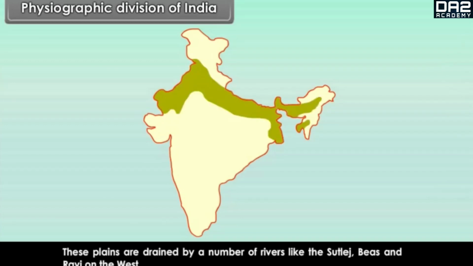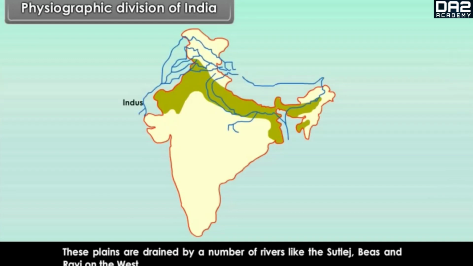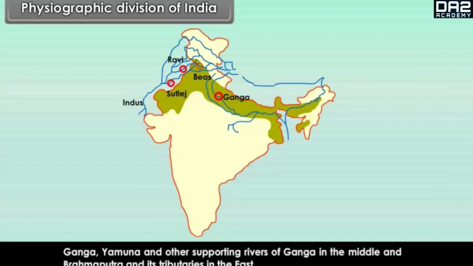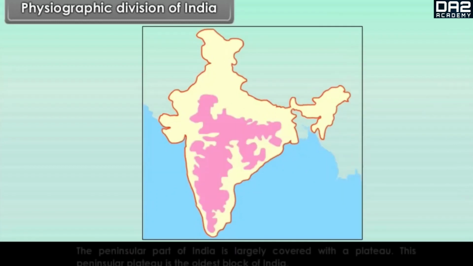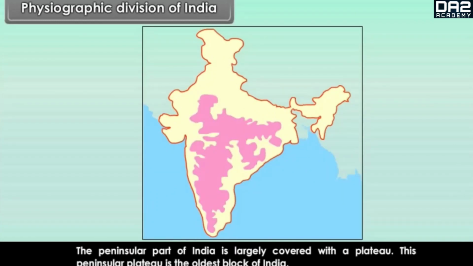These plains are drained by a number of rivers like the Satluj, Beas and Ravi on the west, Ganga, Yamuna and other supporting rivers of Ganga in the middle, and Brahmaputra and its tributaries in the east. We all know that India is a peninsula, which means all the three sides of southern India are covered by water. The peninsular part of India is largely covered with a plateau.